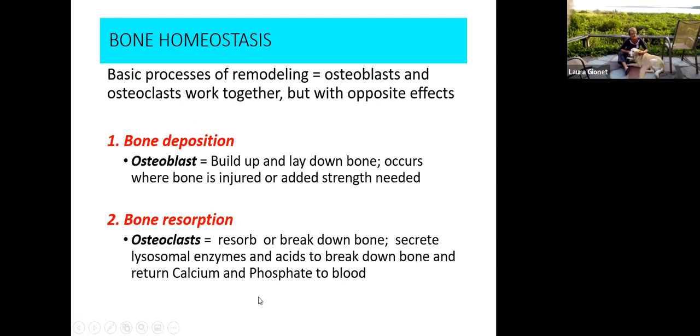Bone resorption, it's called, is due to the osteoclasts. They resorb or break down bone. They secrete lysosomal enzymes. Remember, the lysosomes were those little vesicles that contain digestive enzymes made by the rough endoplasmic reticulum and the Golgi body. And they have a lot of acids and enzymes to break down that compact bone, and allow calcium and phosphate to enter into the bloodstream.